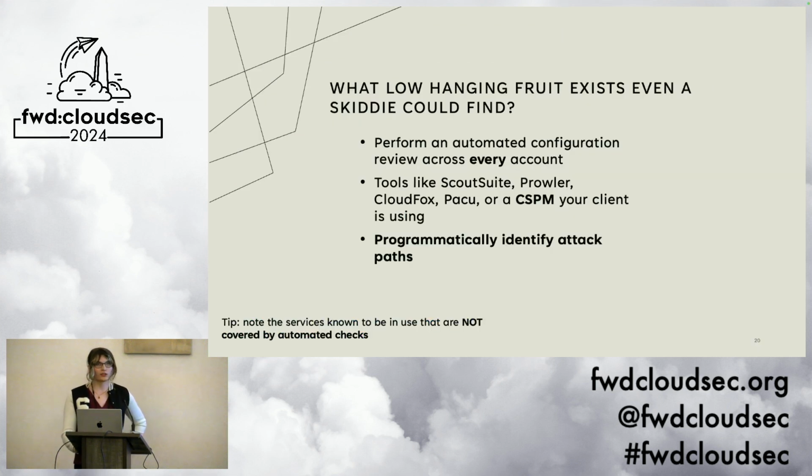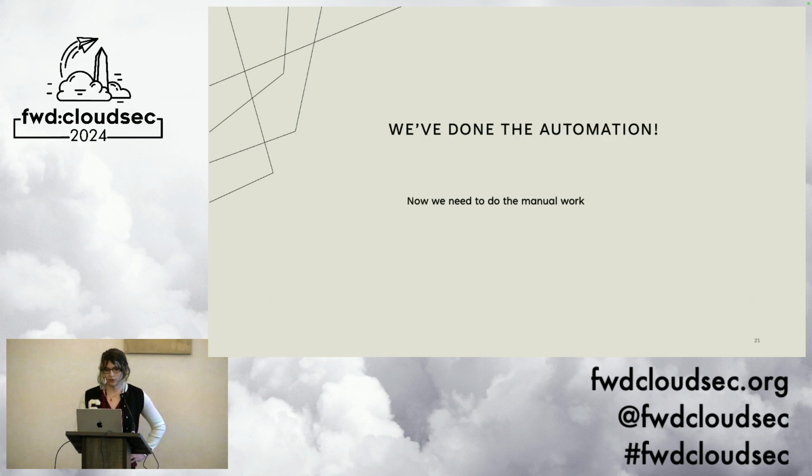So now that we understand how these accounts are being used, we have to find things that anybody could find. And these are using tools like Scout Suite or Prowler or CSPMs and making sure that you're doing it for each of these accounts. And you're going to be identifying these attack paths programmatically. But there's an important caveat to this, which is that not all services are covered by these automated checks. So in those cases, you're either going to have a gap in coverage or you're going to have to go do that manually. So we're done with the automation piece now in my methodology, but now we need to do the manual work.